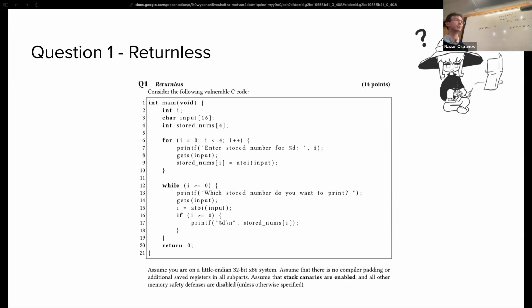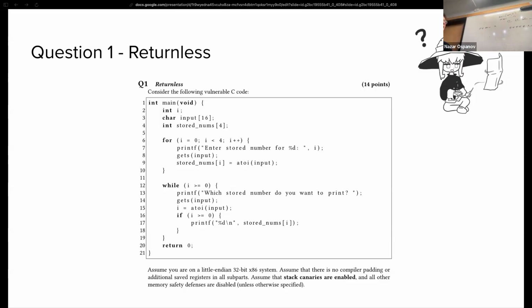Why were we able to skip 16 bytes? My assumption was that i gets an individual byte. But if you have 16 bytes of stored nums, then 16 bytes of input, then 4 bytes of i and 4 bytes of canary, how does 9 just skip all of that and skip 36 bytes?